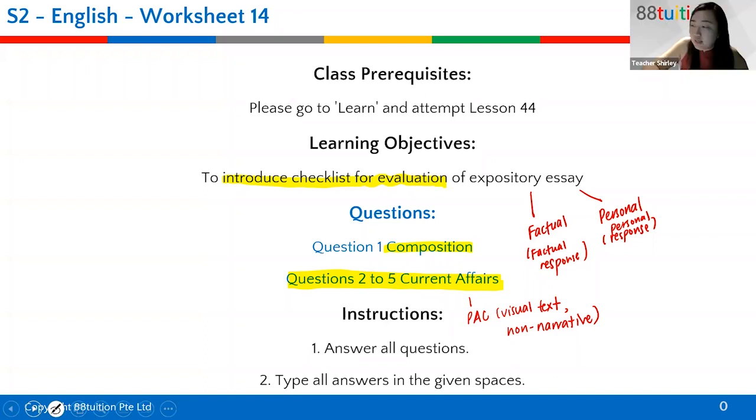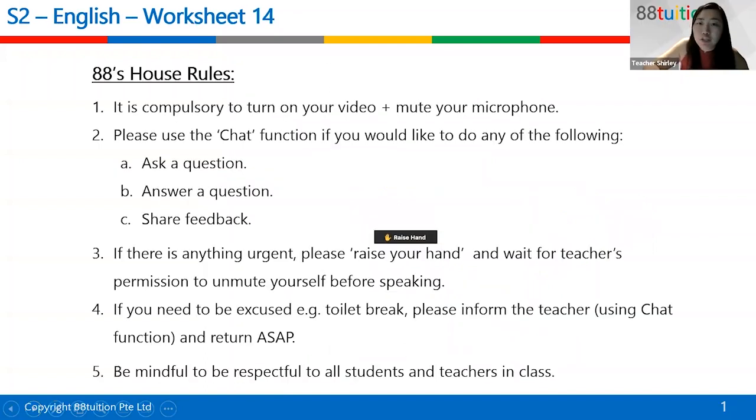But before that, I think just a quick one, since there are many new students today. So there are a few house rules that you should be following. Like, for example, turn on your video, mute your microphone. If you have a question to ask, you can just type it in the chat and I'll take a look at it and respond to you once I've seen your question. If something is really urgent and you have a burning question to ask, then just click on the raise hand icon before you speak, and definitely I'll give you the permission to speak. Okay, because if everybody were to speak at the same time, then it's going to be very disruptive.